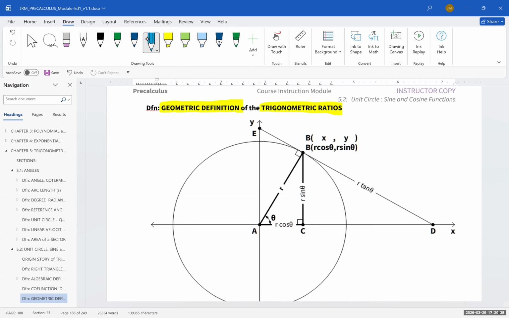Okay, so first of all, notice that we have triangle ABC, and vertex A is right on the point of 0, 0 on an x, y coordinate system. If you do this, then the hypotenuse of this right triangle is also the radius of a circle.